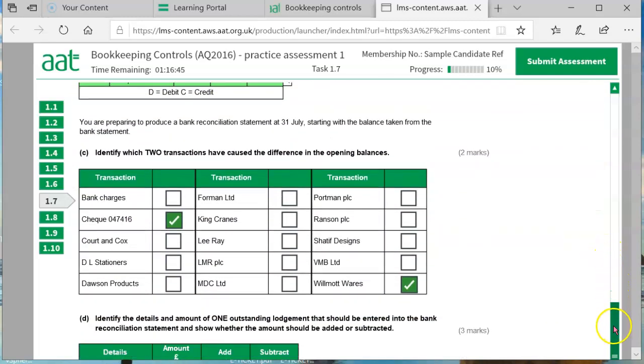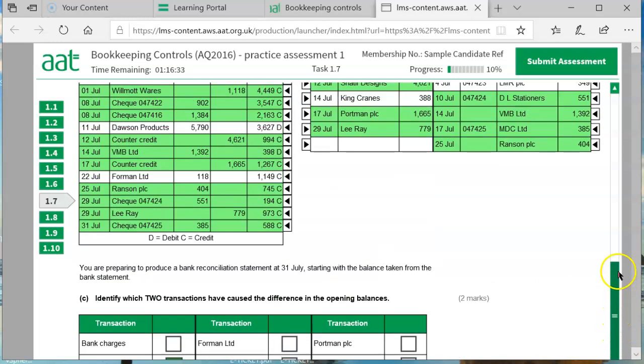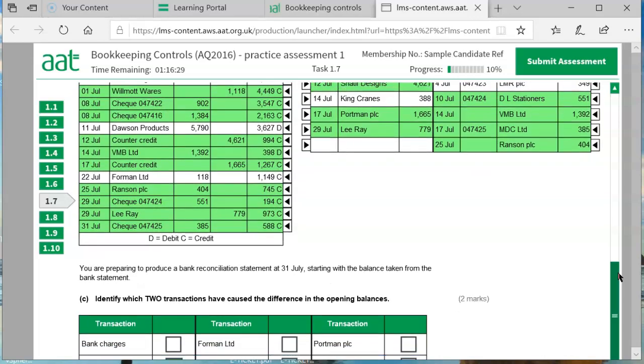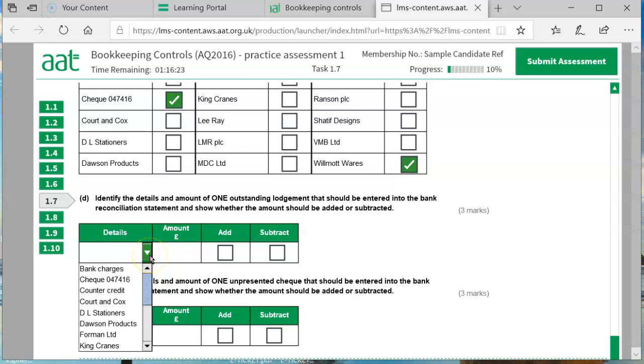Let's see what the question is about here. Identify the details and amount of 1 outstanding lodgement that should be entered into the bank reconciliation. So they want to find out what the 1 outstanding lodgement is. So the 1 outstanding lodgement is King Cranes for 388 on the 14th of July. Amount is 388. And as you know, outstanding lodgements are added.